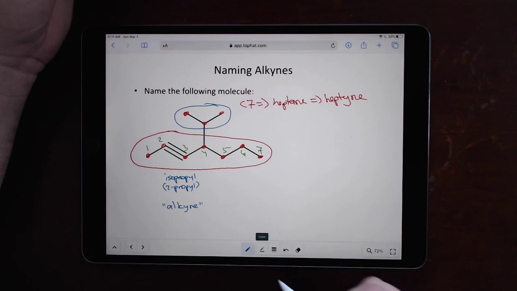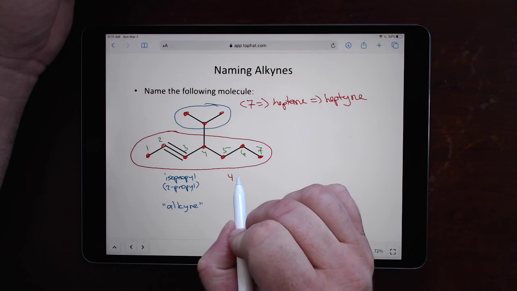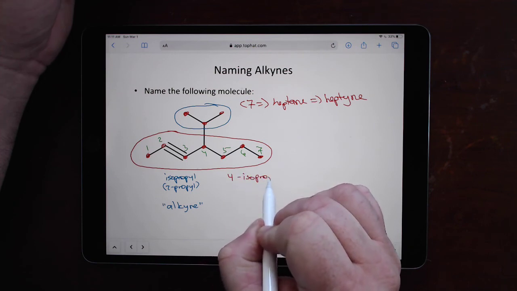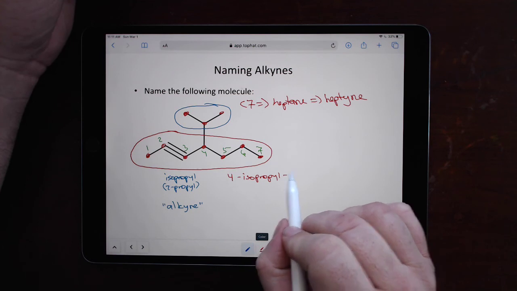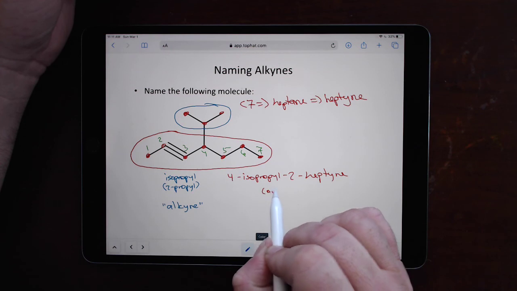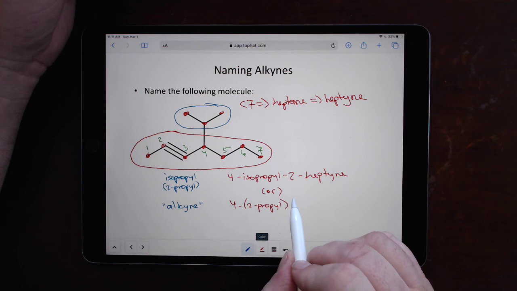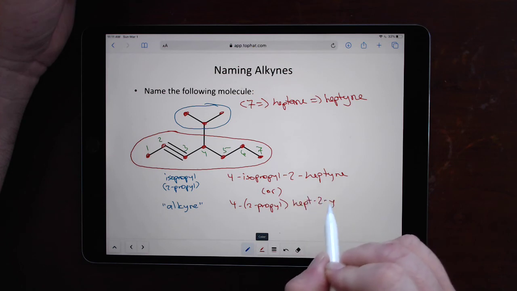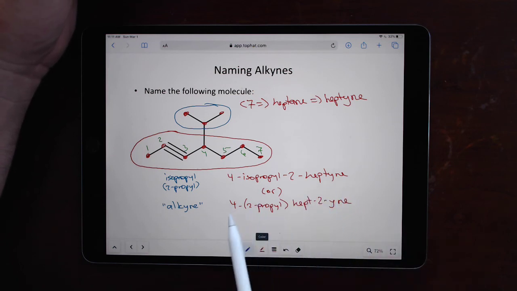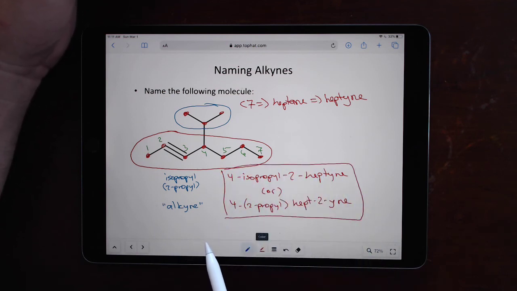Okay. And so when we put the name together, we're going to say 4 isopropyl, and then 2 heptyne, or you could say 4 2-propyl hept-2-yne. Now you can mix and match. You could do 4 isopropyl hept-2-yne, or you could do 4 2-propyl 2 heptyne. It doesn't really matter. As long as you've got those elements in there, you're good. Okay.